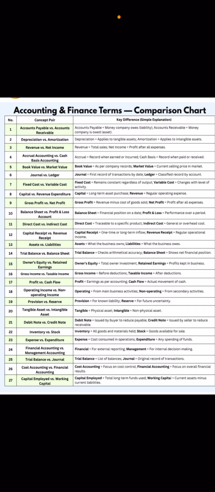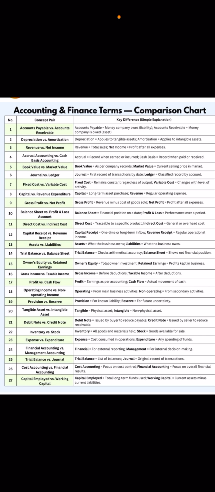Capital receipts versus revenue receipts. Capital receipts are one-time or rare inflows, like loans, share capital, etc. They are known as capital receipts. Revenue receipts mean regular income, sales, interest, etc. They come under revenue receipts.